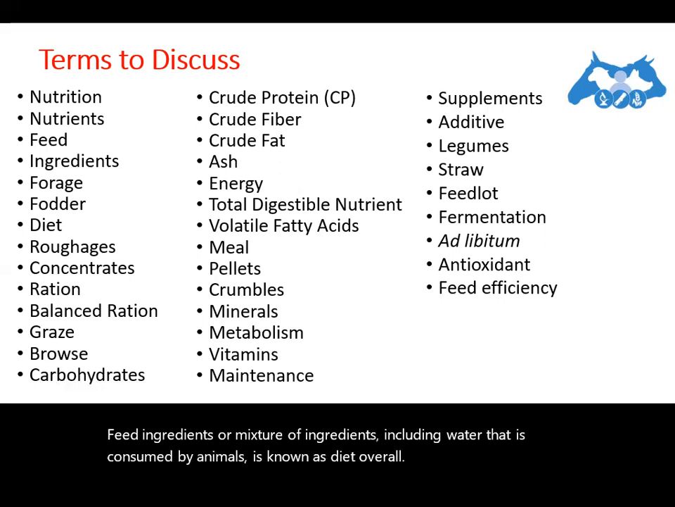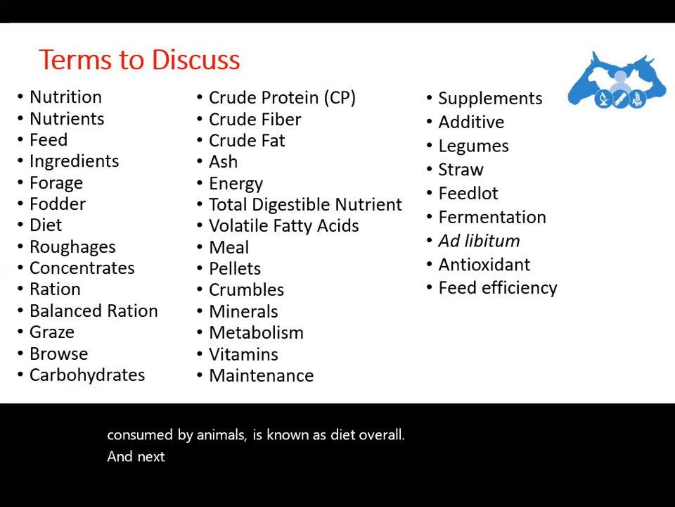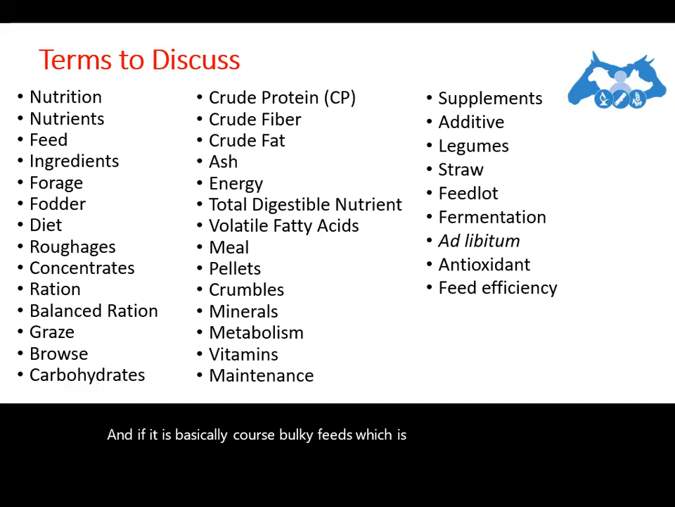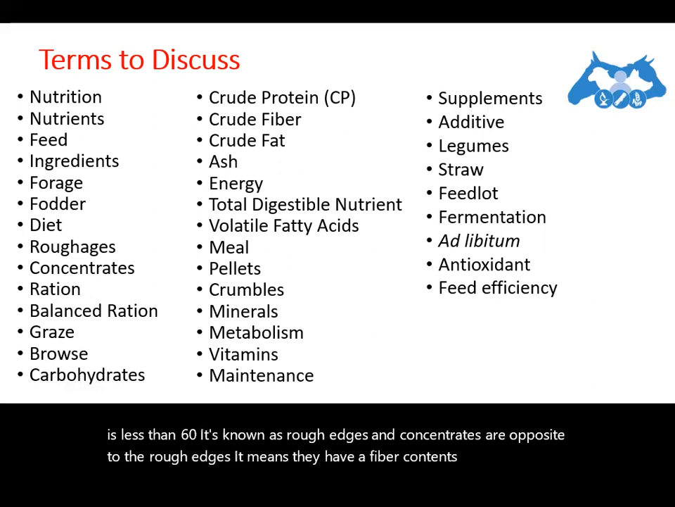And next is roughages. Roughage is basically coarse, bulky feeds, which are high in fiber content, almost more than 18%, and low in total digestible nutrients, which is less than 60%. It's known as roughages. And concentrates are the opposite of roughages. It means they have fiber content of less than 18% and are high in TDN, or total digestible nutrients, which is more than 60%.